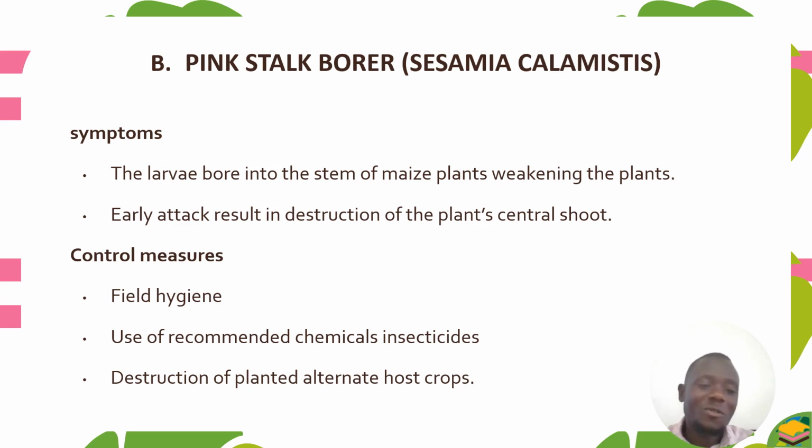Then let's look at the control measures. Field hygiene, so you have to practice field hygiene. Then talk of use of recommended chemicals. There are chemicals which are recommended, so use those chemicals to control pink stalk borer. Then talk of destruction of planted alternate host crops. The other host crops harbor these pink stalk borers, so you have to destroy those crops. It means you are controlling pink stalk borer.